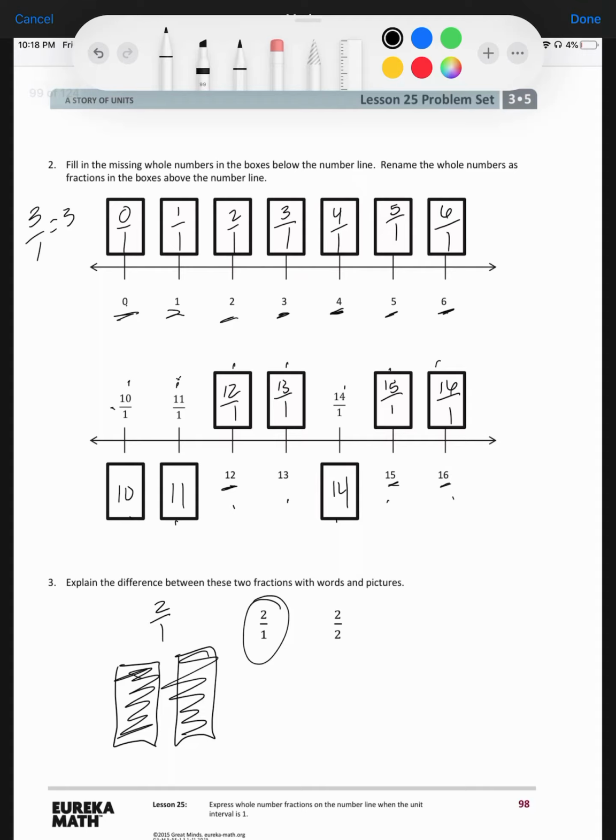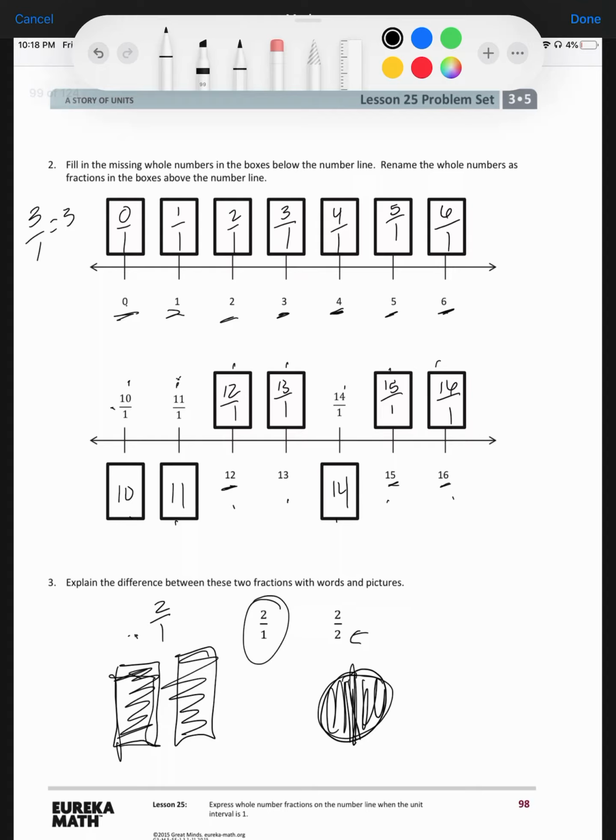2 over 2. So I have 2 pieces inside of 1 whole, and both of those pieces are shaded. That is the difference. The denominator is the number of pieces in 1 whole. This one, the number of pieces in 1 whole is 1. This one, the number of pieces in 1 whole is 2. That is the difference. Hopefully you guys understand what we're doing here.